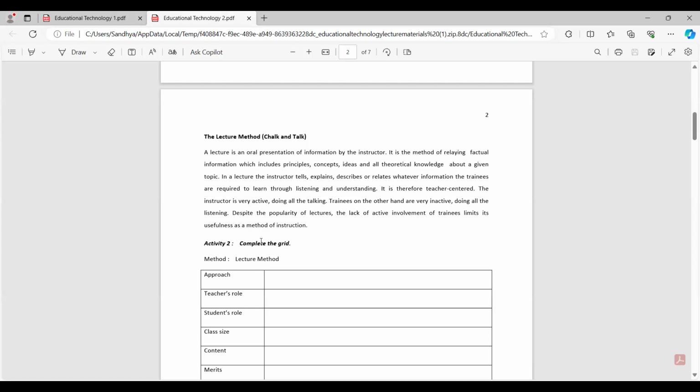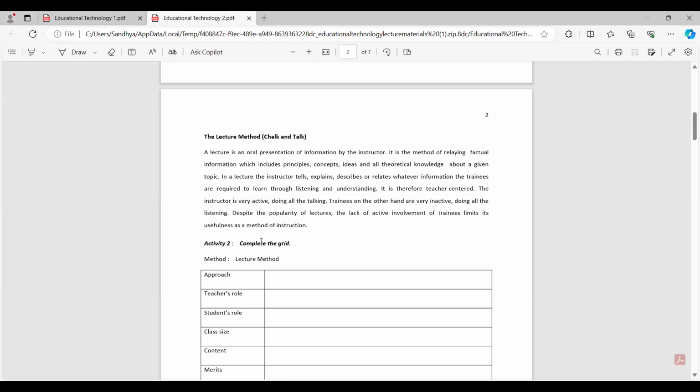Chalk and talk. Yeah, chalk and talk method. So in the lecture method, the teachers are typical traditional teachers. They go in front of the class, write on the board and go on talking, right? So you refer to it as the chalk and talk method, okay? But it has its own pluses and minuses.